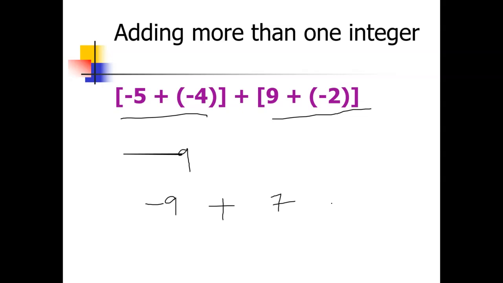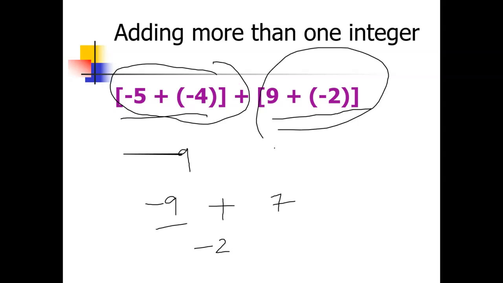This 9 is bigger in terms of absolute value. Negative 9 and 7, again, you will use rule number 2. The difference is going to be 2. The sign will be negative. So one more time, we have used both the rules. First, I did rule 1 here. That's how I got negative 9. I did rule 2 here. That's how I got 7. And again, to get the negative 2, I used rule number 2.